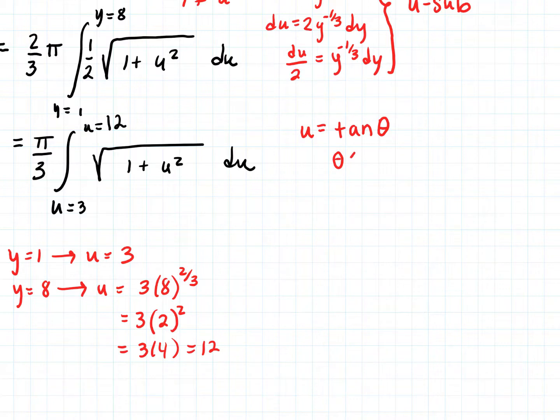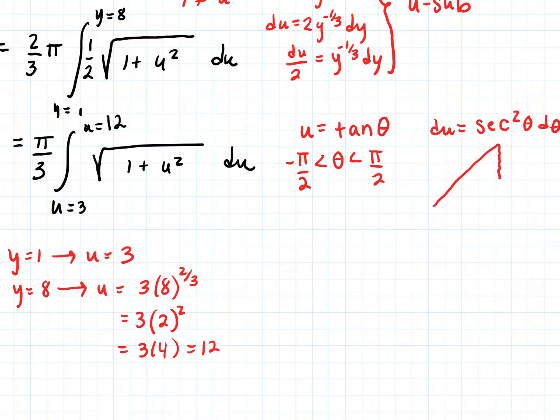To do that, of course, we'll let tangent run on its restricted bounds from negative pi over 2 to pi over 2. And then my du is going to be equal to secant squared of theta d theta. And my triangle for the back substitution is going to be, if this were theta, then this would be u, 1, and this would be the square root of 1 plus u squared on the hypotenuse.